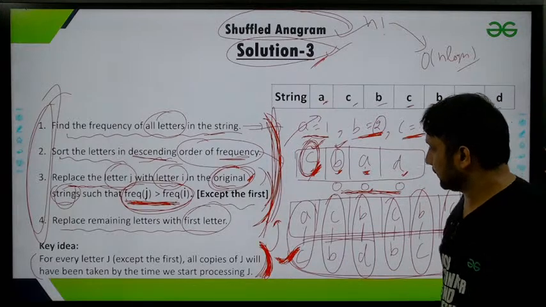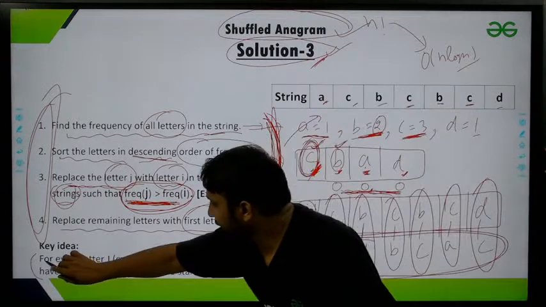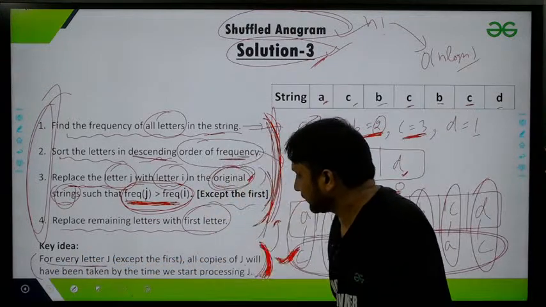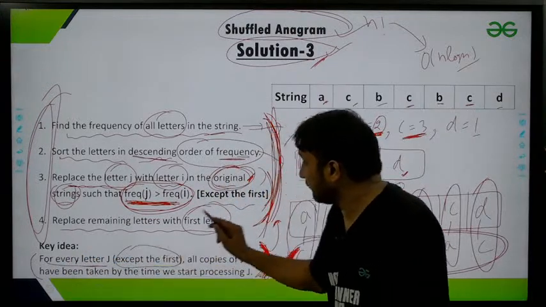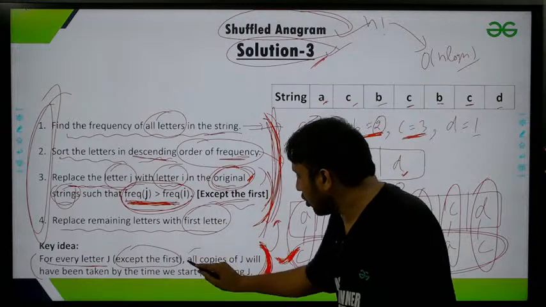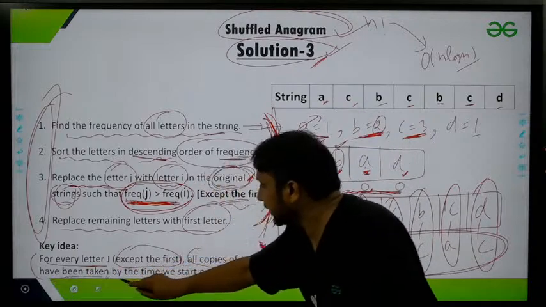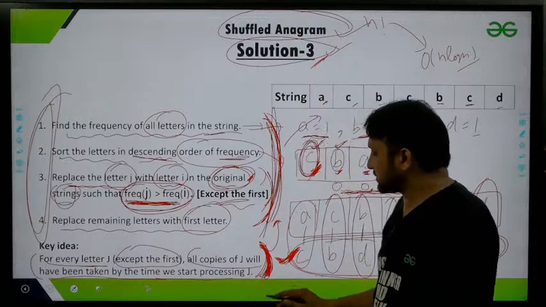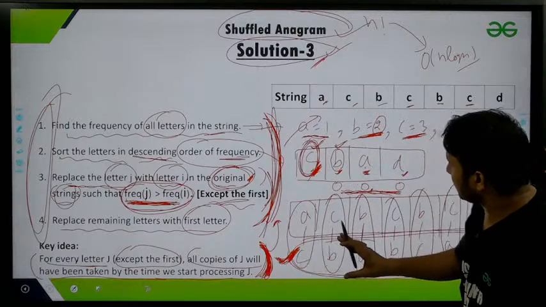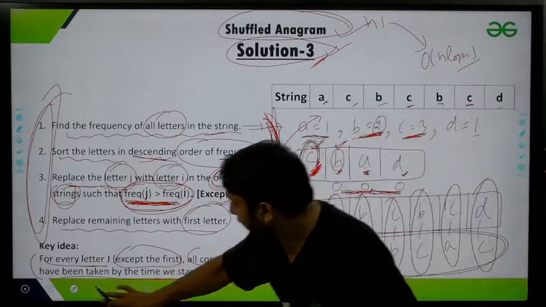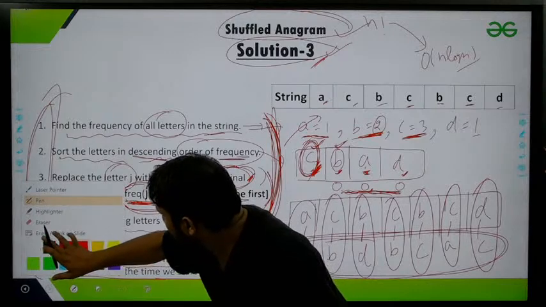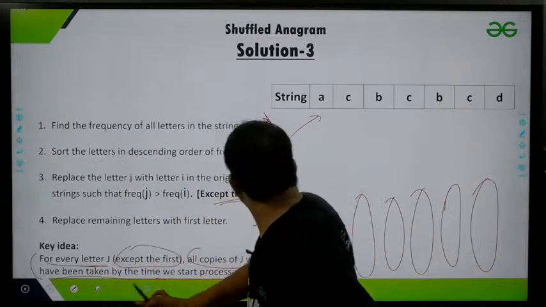Okay, let me explain what he is saying. For every letter J except the first, all the copies of J have been taken by the time we start processing. What he is saying is, let me explain this point with one example. Let me clear the board.